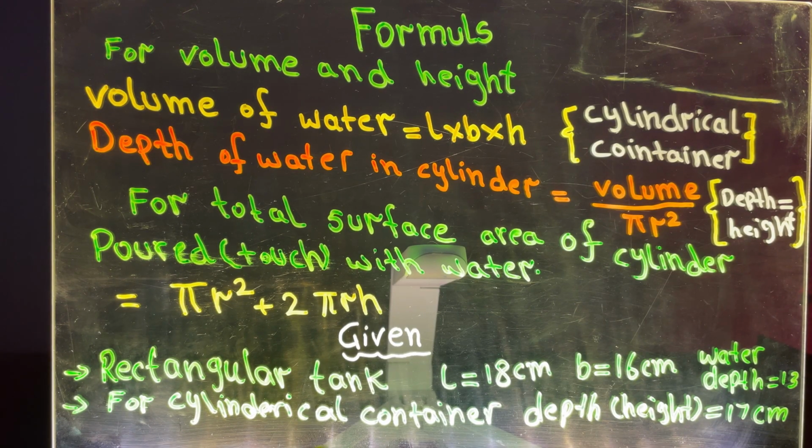For the cylindrical container, the depth height is equal to 17 centimeter. So for the rectangular tank and the cylindrical container, with the given data, we will use the above formulas to solve these questions. Now we will move toward how to solve this question.